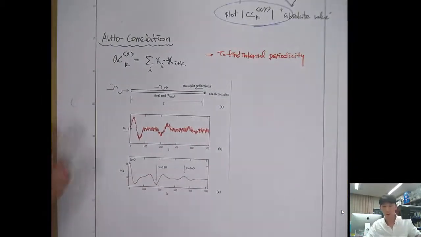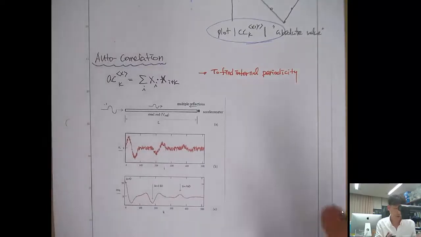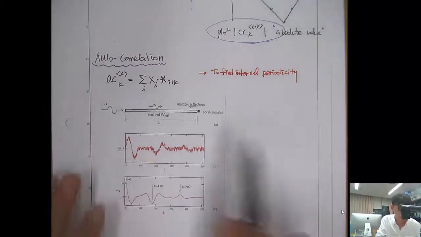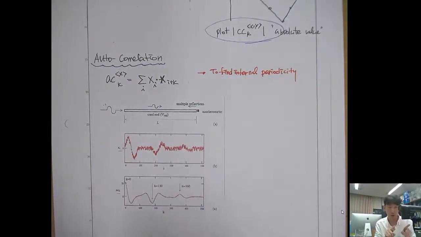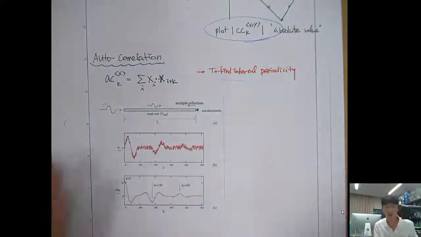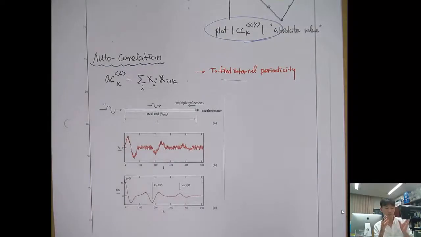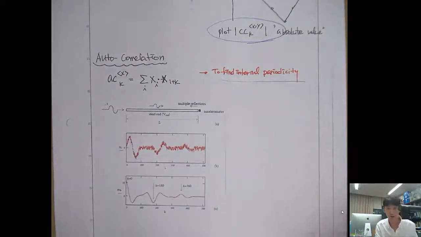And the last topic is the autocorrelation. Autocorrelation is the same as the cross correlation, but you use just one signal. So not two signals, just one, x and x. And this is to find the internal periodicity. So if there's some periodically repeating signal in your acquired signal, then you can find the internal period.